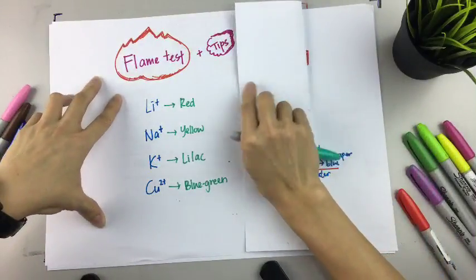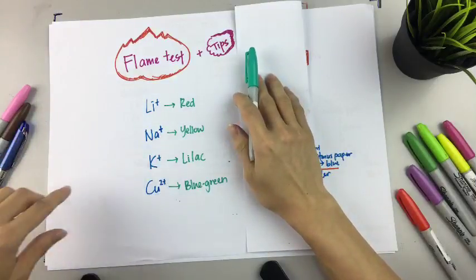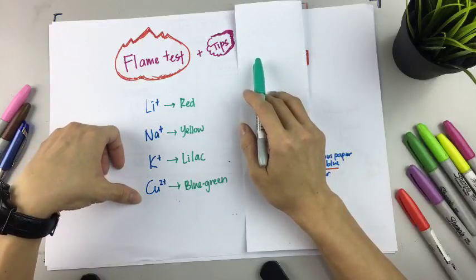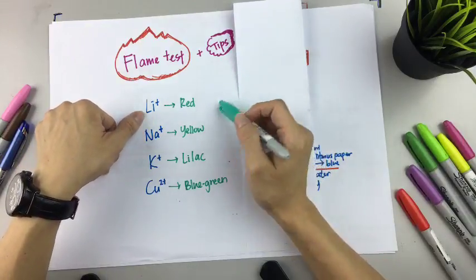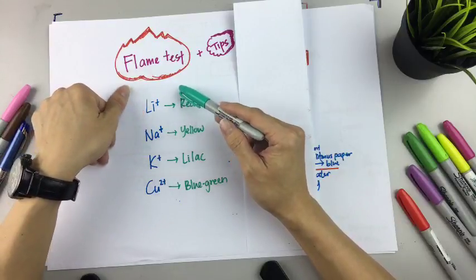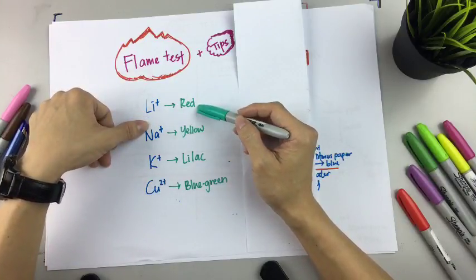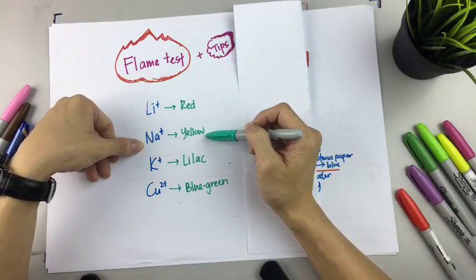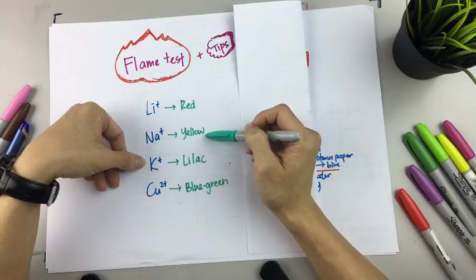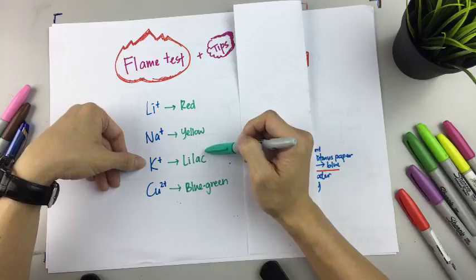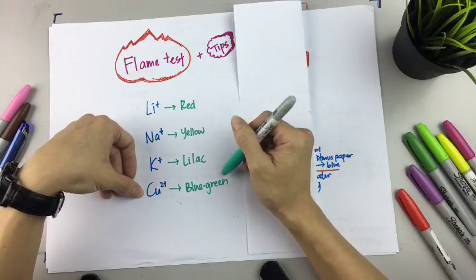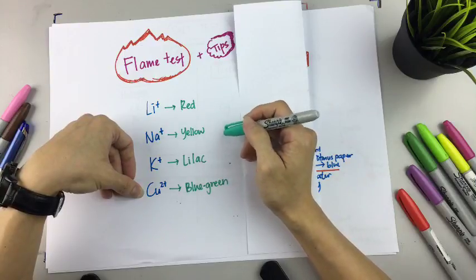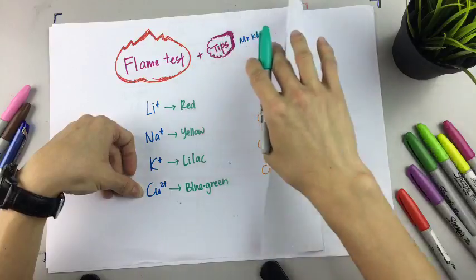Okay, flame test. You need to know the test for these 4 metal ions: lithium, sodium, potassium, and copper. For lithium, if you burn the lithium metal with fire, it will produce a red flame. If it's sodium, it will produce a yellow flame. If it's potassium, it will produce a lilac flame. If it's copper ions, it will produce a flame that is blue-green in color. That's it. Followed by some popular tips.